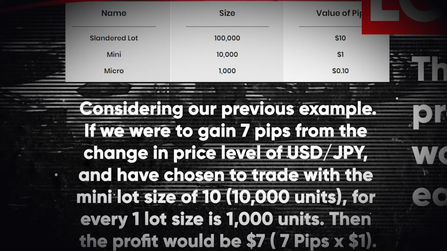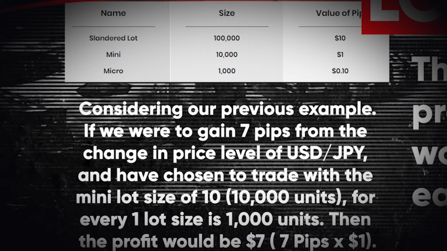Micro has a size of 1,000 units, which is equal to $0.1 or 10 cents. So if you were going to go up by 7 pips, you would have gained $0.7. If you were going to go down by 3 pips, you would have lost $0.3.